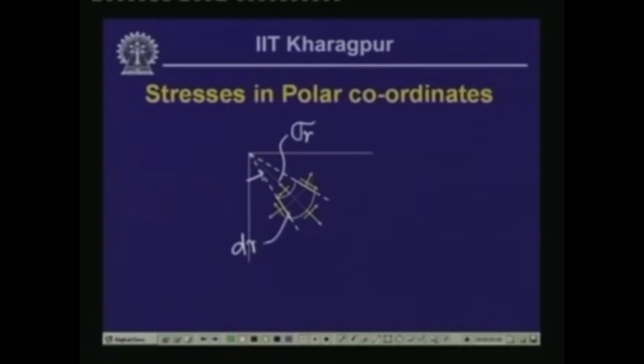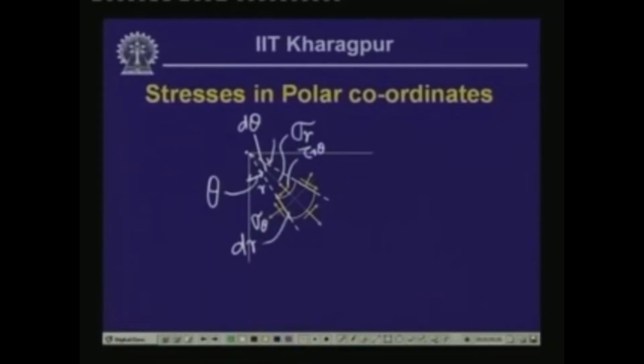The first radial line, let us call it at an angle theta, and the small angle made by these two radial lines is d theta. The radial distance from the origin to the first face of the element, let us call r. Hence, the stresses acting are sigma r, the normal stress, the tangential stress tau r theta, and the circumferential normal stress sigma theta.